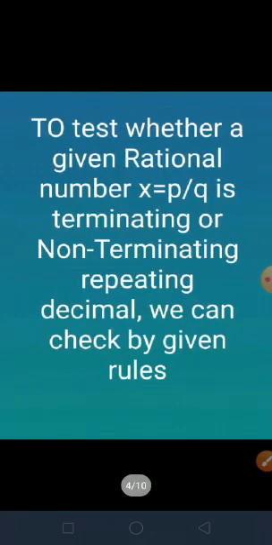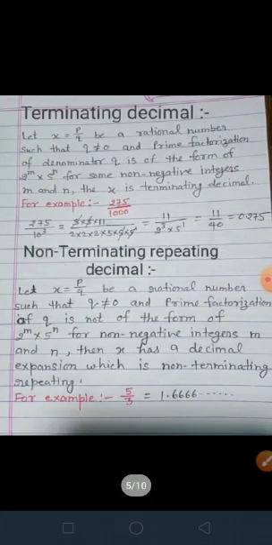Students, to test whether a given rational number is a terminating or non-terminating repeating decimal, we can check by the given rules. Firstly, terminating decimal. Let x = p/q be a rational number such that q is not equal to 0 and the prime factorization of the denominator q is of the form 2^m × 5^n for some non-negative integers m and n, then x is a terminating decimal.